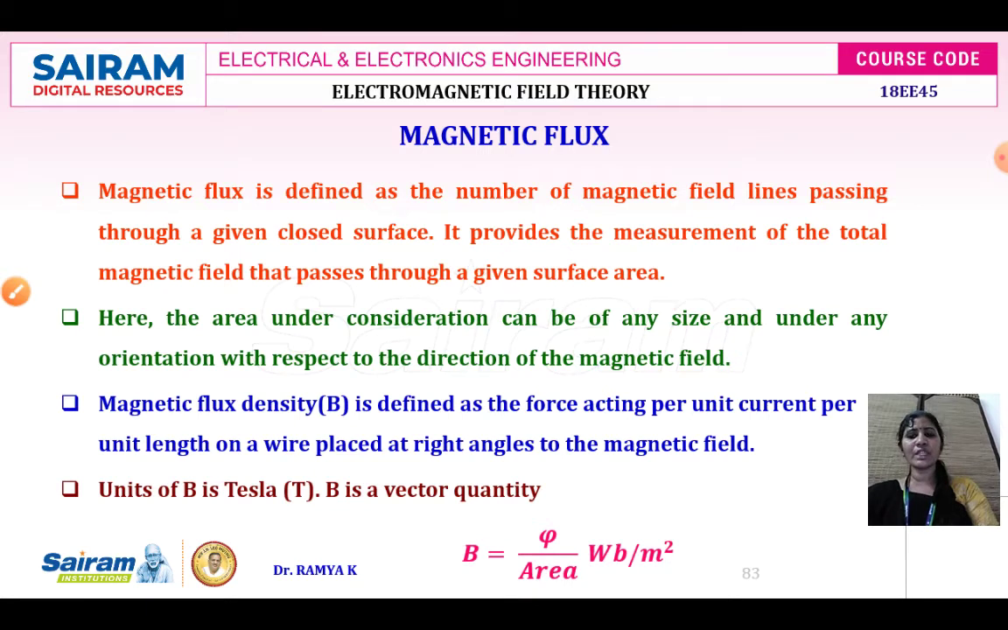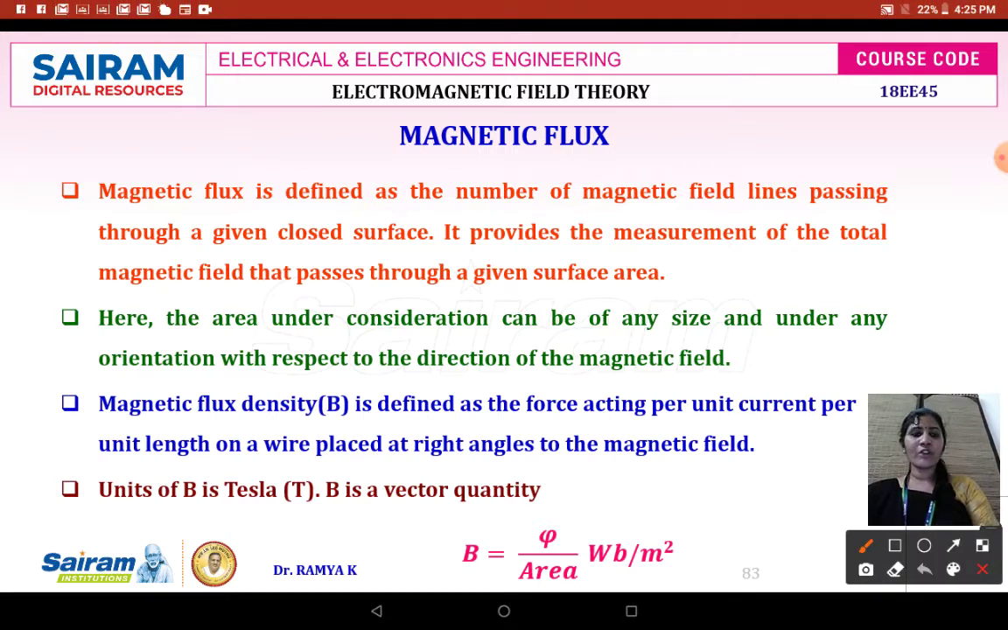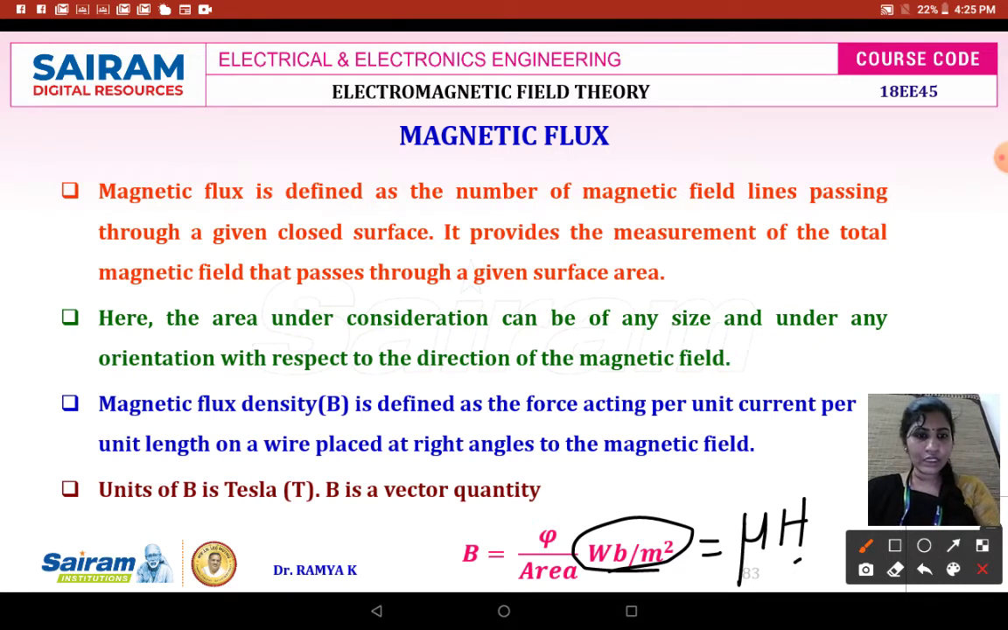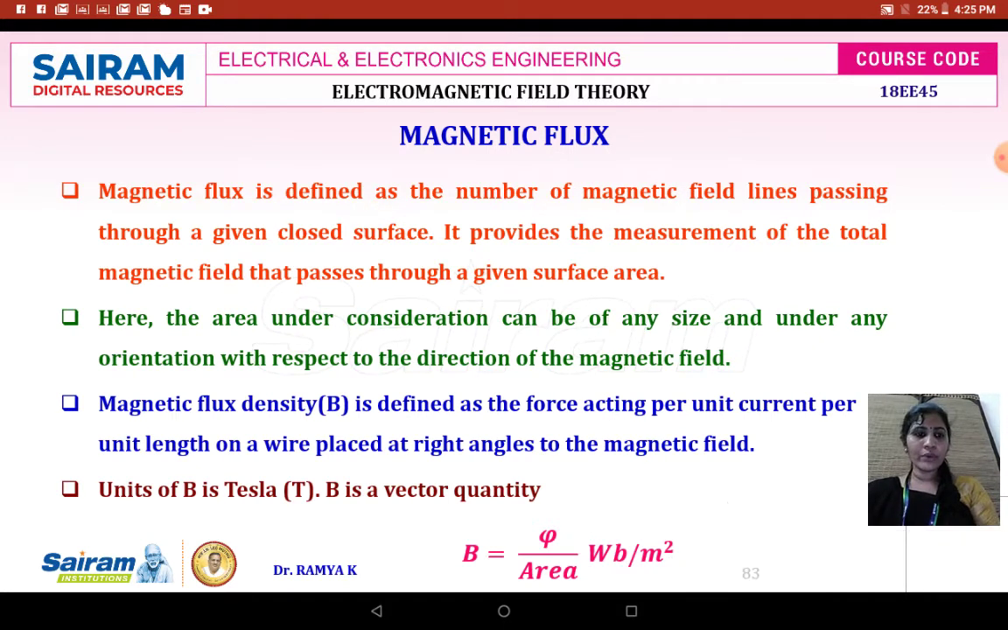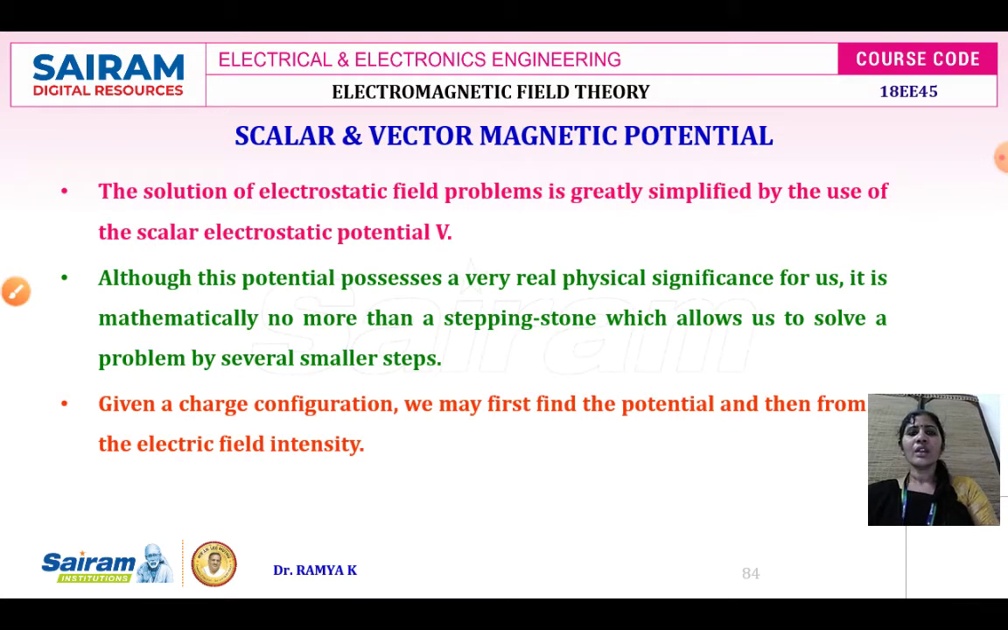So the unit for B is going to be Tesla, and B is your vector quantity. It is not a scalar quantity. It is going to have both direction as well as the magnitude. Therefore, B can be written as B is equal to phi divided by area. The unit for magnetic flux density is going to be Tesla, or we can have Weber per meter square as its unit. The other formula to represent magnetic flux density in terms of magnetic field intensity is B is equal to mu into H. Now we will go for a scalar and vector magnetic potential.